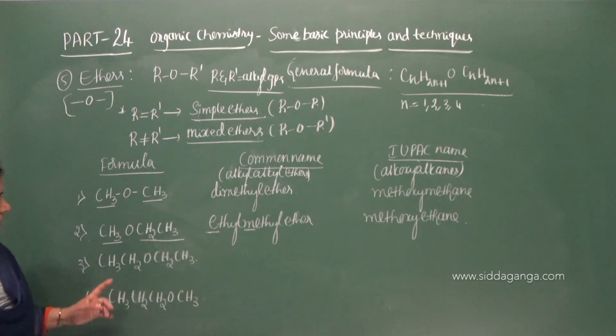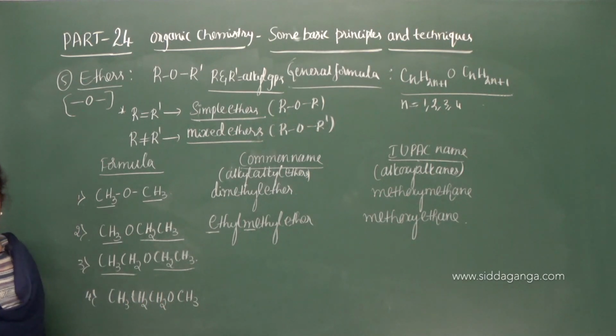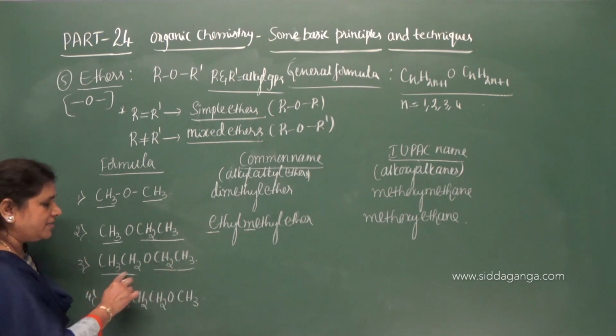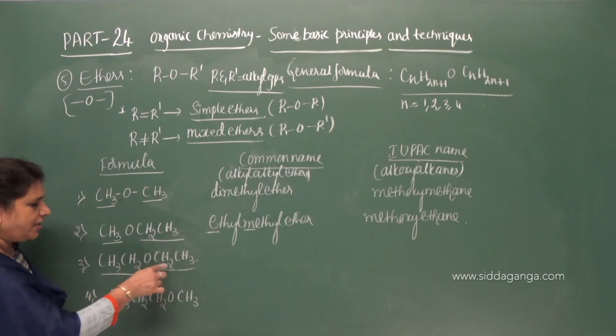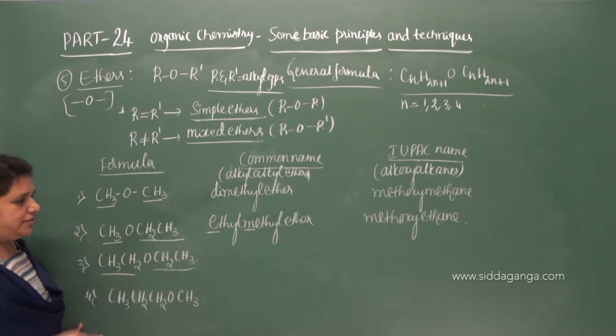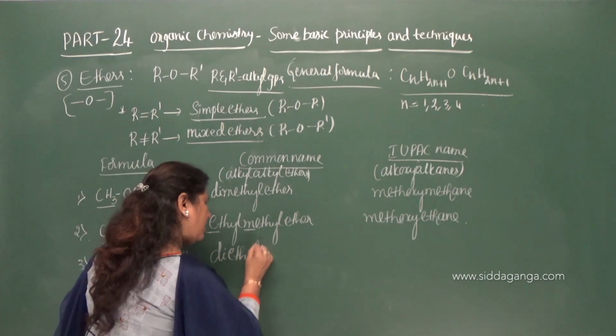Okay. Now move on to the third one. What are the alkyl groups on either side of the ether group? On either side of the ether group, 2 ethyl groups are there. Ethyl, ethyl, ether. Instead of writing ethyl ethyl ether, you can write it as diethyl ether.